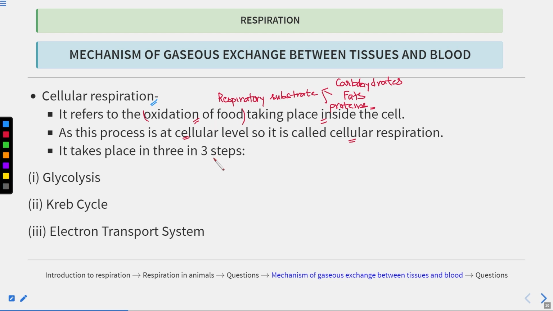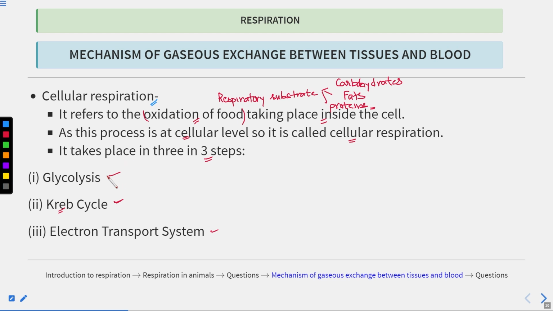Now, it takes place in three steps. So this we have already discussed. First step is glycolysis. Then we have the Krebs cycle. And the last step is the electron transport chain. Okay. So we'll talk about the Krebs cycle as well as the electron transport chain in the upcoming lectures. In this lecture, we'll talk about the Krebs cycle.